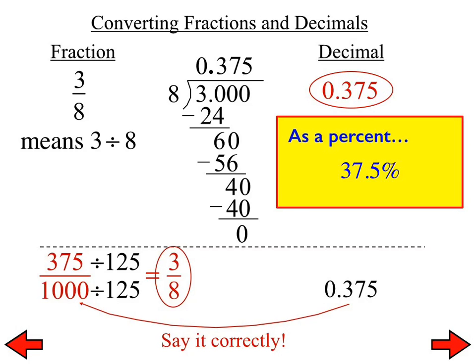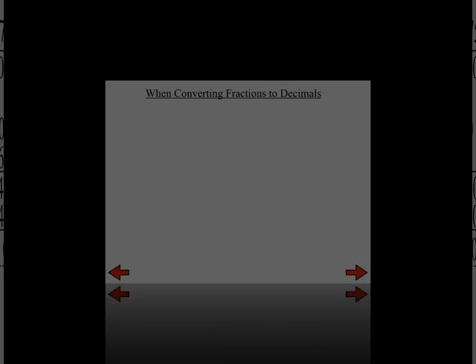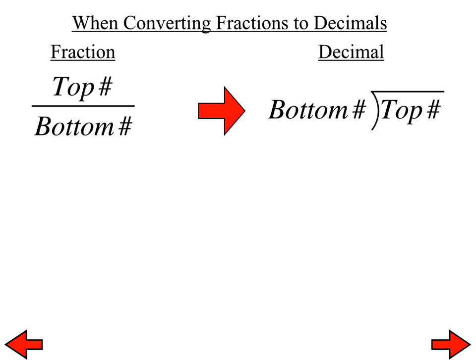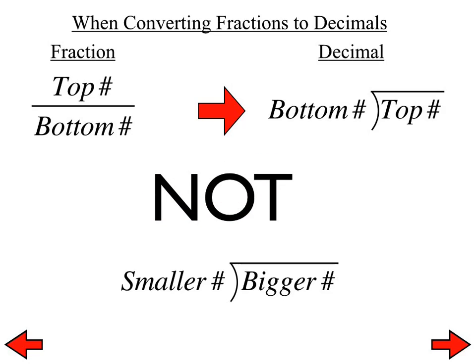And as a percent, that, of course, would be 37.5%. And the thing that I need to make sure of is everybody remembers it's top number divided by bottom number, not bigger number divided by smaller number. Every year there are 1 or 2 people who think that's what it is because they think that's what they were taught. That's not the case. It's top number divided by bottom number.